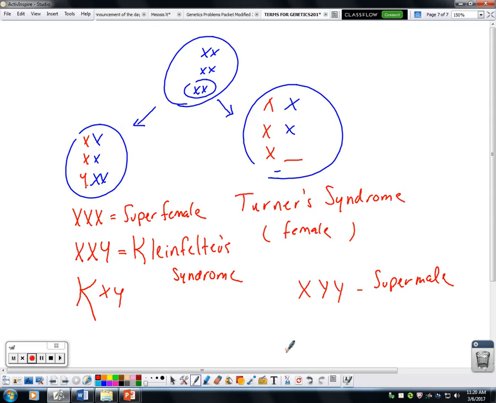Okay, questions about the chromosomal disorders when there's a wrong number. All of these are caused by what happened to cause the wrong number of chromosomes? My least favorite word? Non-disjunction.